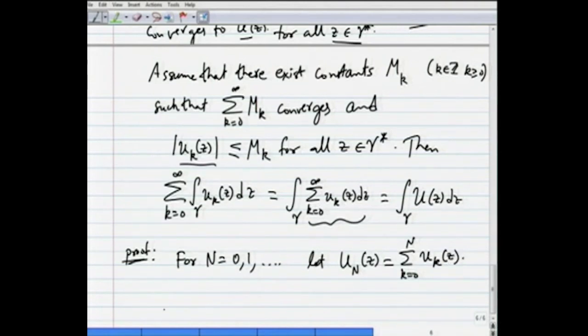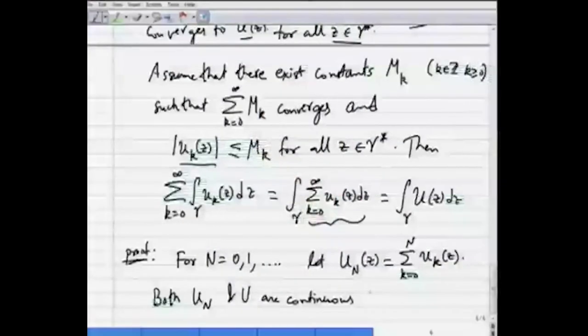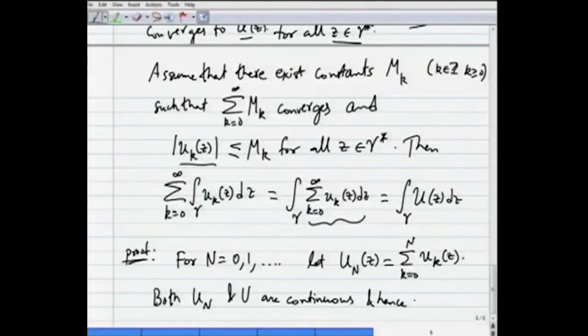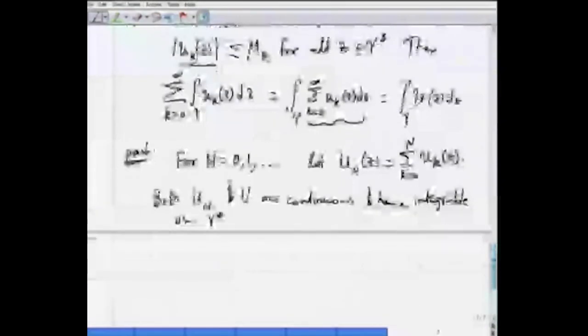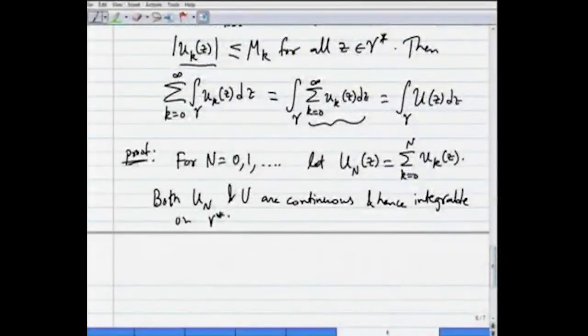Okay. So, both capital U n and capital U are continuous. Of course, capital U n is continuous because it is a finite sum of continuous functions, okay, and capital U is given to be continuous, it is continuous by hypothesis. Okay. So, capital U n and capital U are continuous, and hence integrable on gamma star, on the set gamma star in the complex plane.